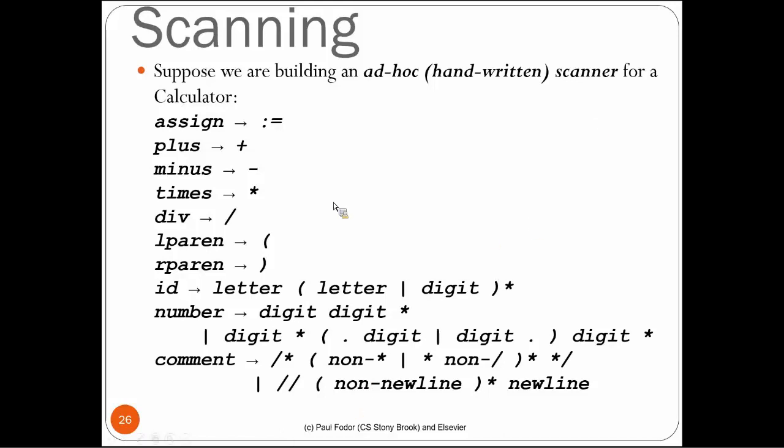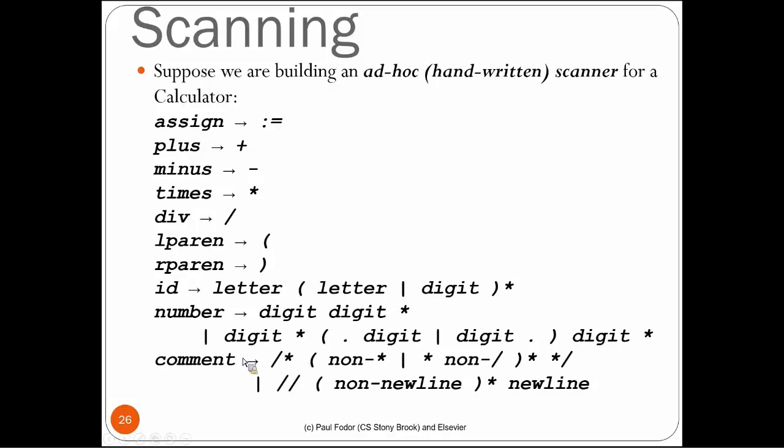And this is the grammar basically that we are following, or the regular expressions that we are following for each one of the tokens. Colon equal is a token, plus is a token, minus, multiplication, division, open parentheses, close parentheses are tokens. An ID could be a letter followed by any number of letters and digits. A number is a digit followed by any number of digits, or any number of digits followed by dot digit, or digit dot, followed by any number of digits.